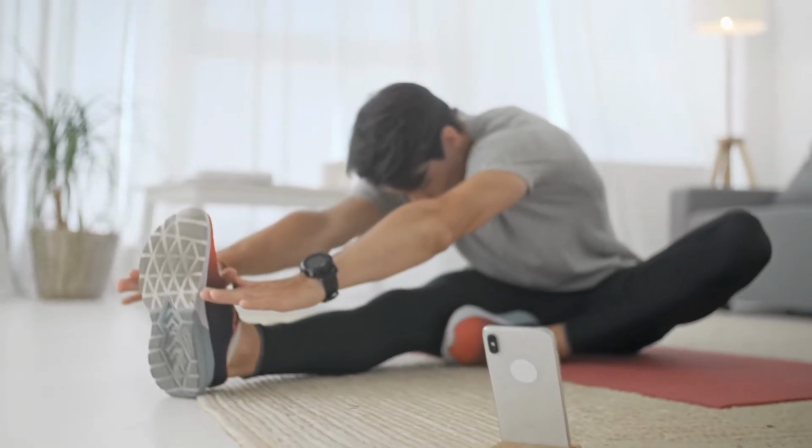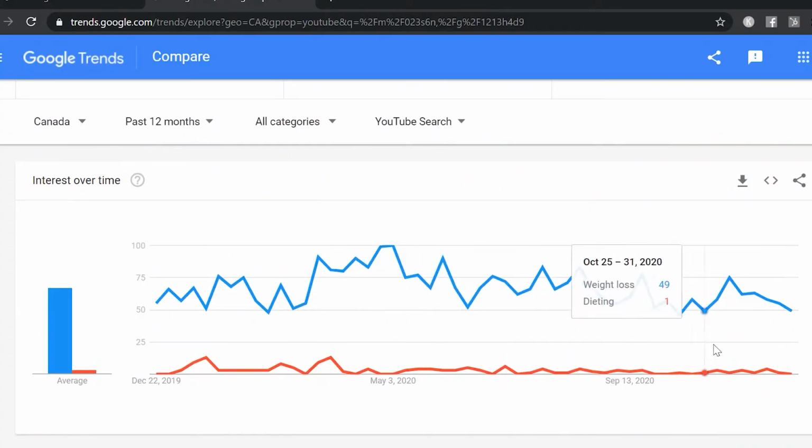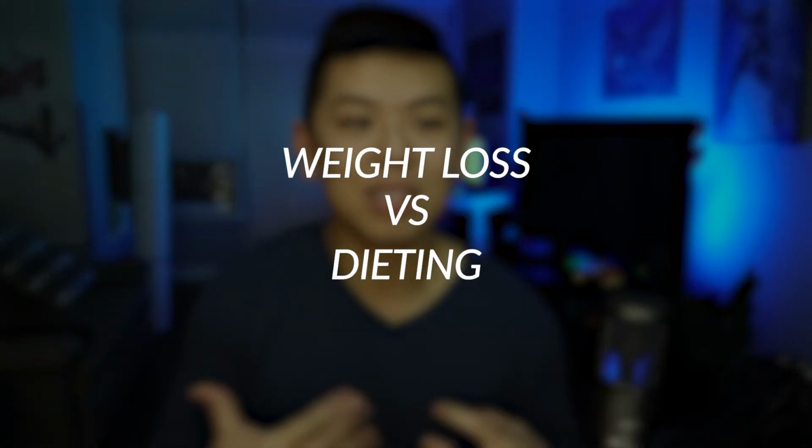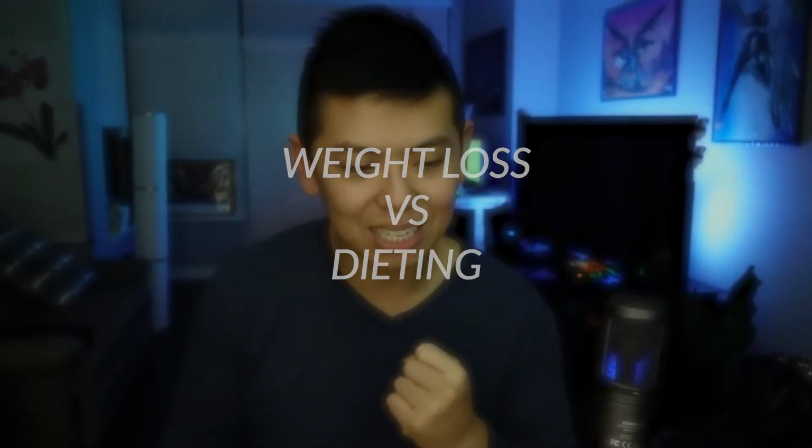So we can see here, by comparing it, what this shows you is how much more people are interested in the weight loss term versus dieting. This is a lot of valuable information, because this is telling us that if I want to make a video on weight loss versus dieting, I should focus more on the weight loss side and on those terms, because those terms have a lot more weight to them. There's a lot more search, a lot more demand for it, and this is what Google Trends is being able to show us and tell us.